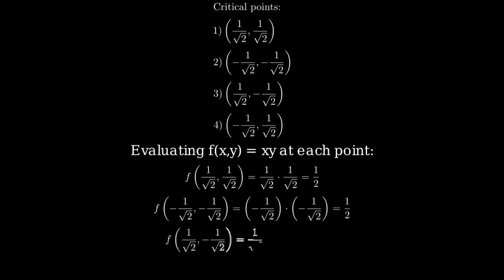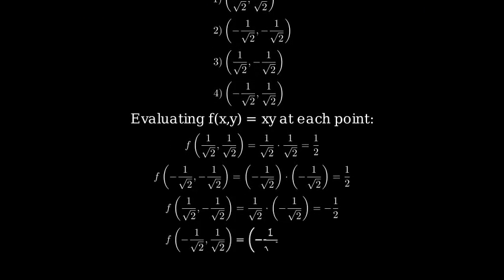Step 5. Compare the values to determine maxima and minima. We found that the maximum value of f is 1/2, which occurs at the points where both x and y have the same sign. The minimum value is -1/2, occurring at points where x and y have opposite signs. Let's visualize these points on our constraint circle.